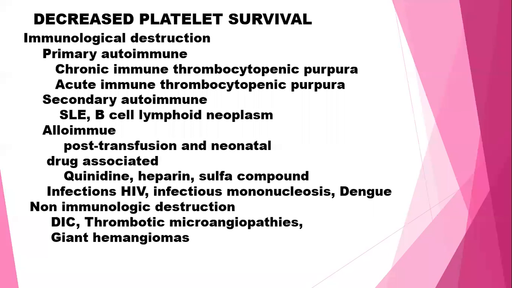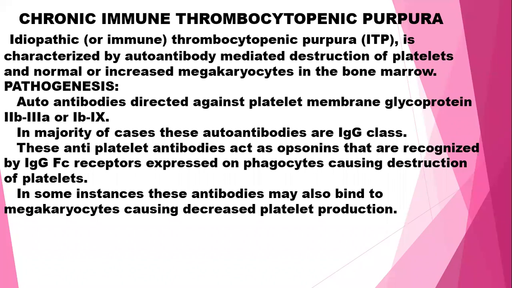Non-immunological destruction of platelets is mediated in DIC (disseminated intravascular coagulation), thrombotic microangiopathies, and giant hemangiomas. Then there is sequestration in hypersplenism and dilution resulting from multiple transfusions. Next, chronic immune thrombocytopenic purpura, an immune-mediated condition.